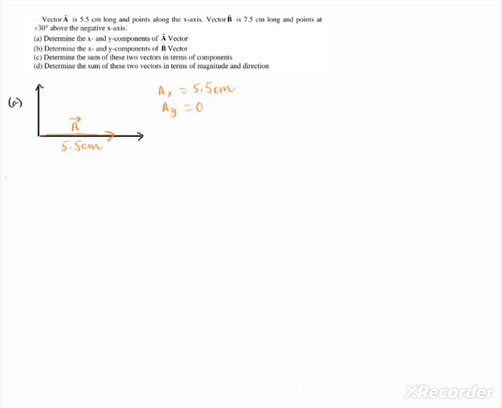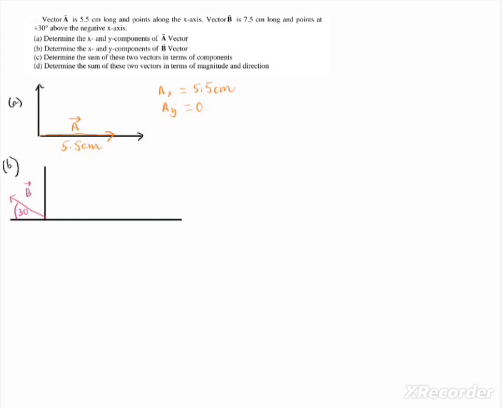So if we look at our second vector, which is vector B, it is 7.5 centimeters and points 30 degrees above the negative x-axis. So this is the negative x-axis, so the vector looks like that. And this is 30 degrees.